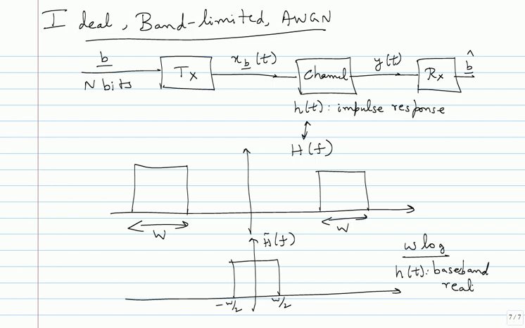When I introduce non-ideal channels, maybe at that point you'll have to assume H of t can be baseband complex. But still baseband is good enough, because I know I can down convert and view the whole thing in baseband. So that's the first thing we'll do. Now this is simple. It's not too bad.